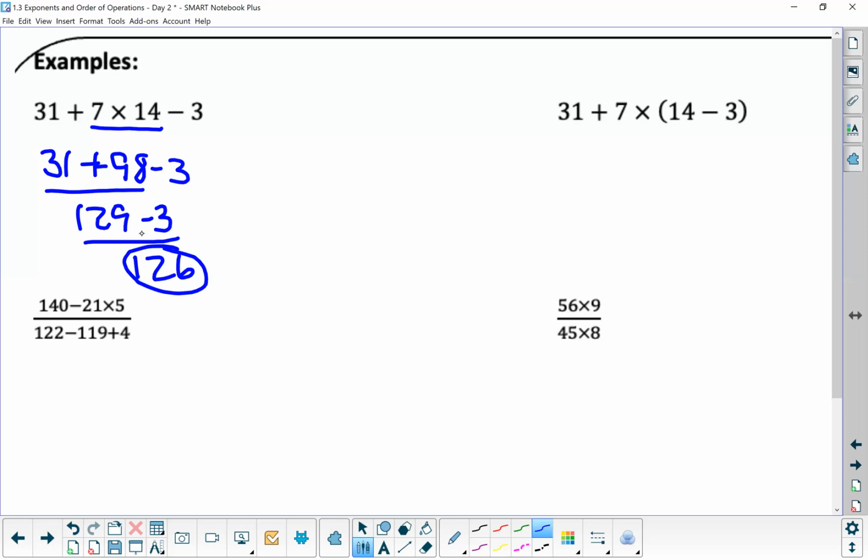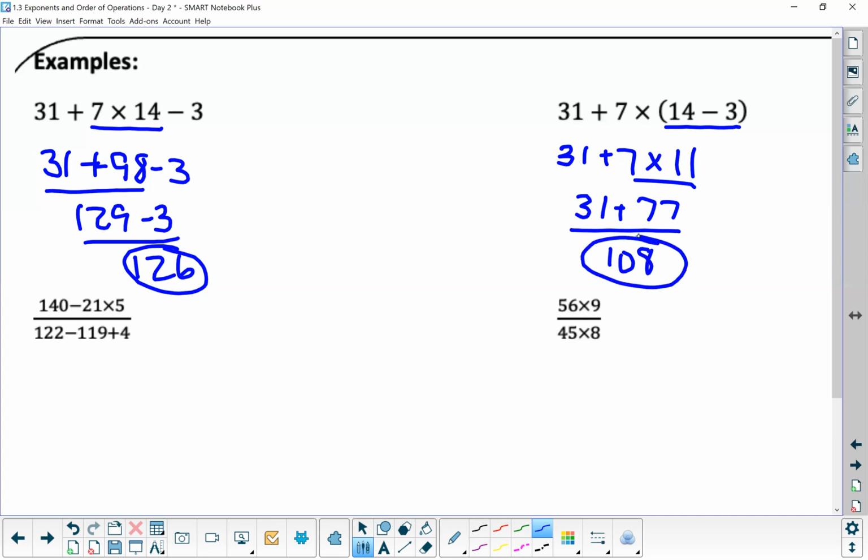If we throw some parentheses in there, now we have a little bit different order. We first do the subtraction that's in parentheses. 14 minus 3 is 11. Now we do the multiplication. 7 times 11 is 77. And lastly, we do the addition. Same numbers, same operations, but one has parentheses and one doesn't, and we get a different answer because of that.